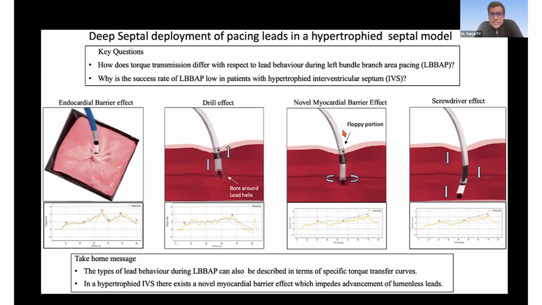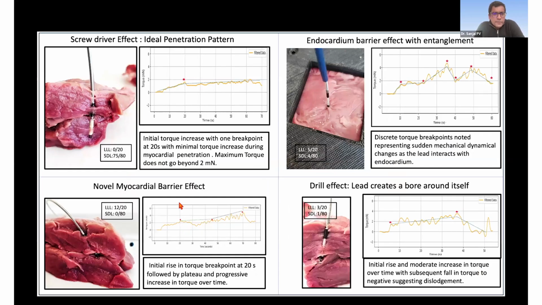And we describe this as a myocardial barrier effect, meaning that the thickness of the septum itself beyond a certain level could impede lead progression and could affect torque transmission with the 3830 lead. And this was not seen with any of the other stylet-driven leads. So this was interesting. And these were some of the pictures.